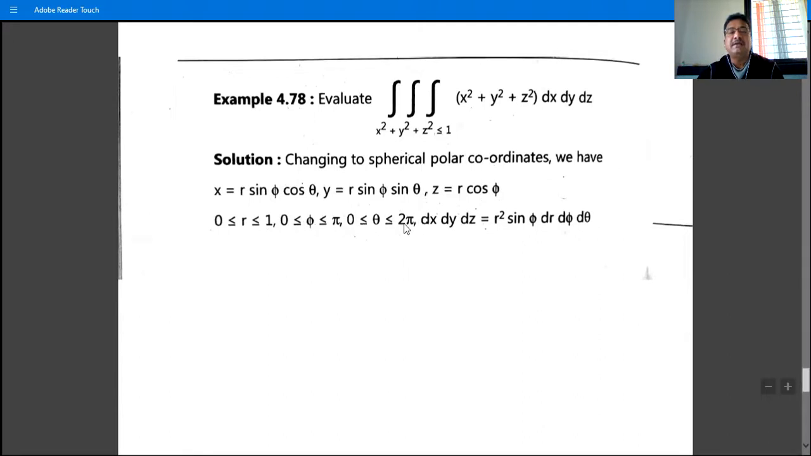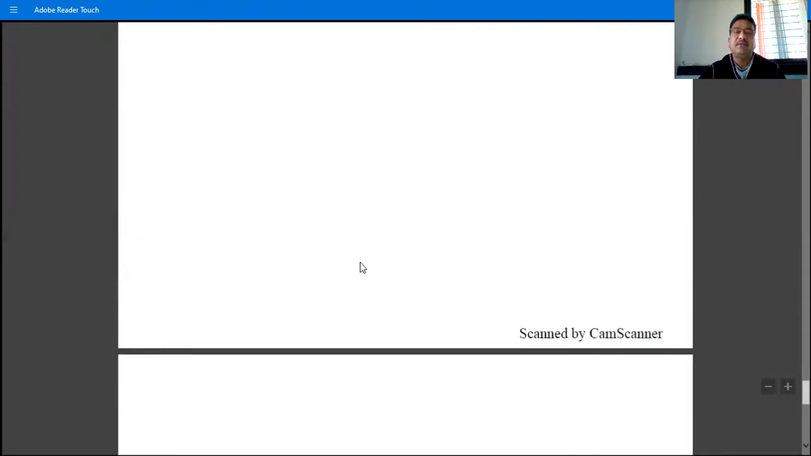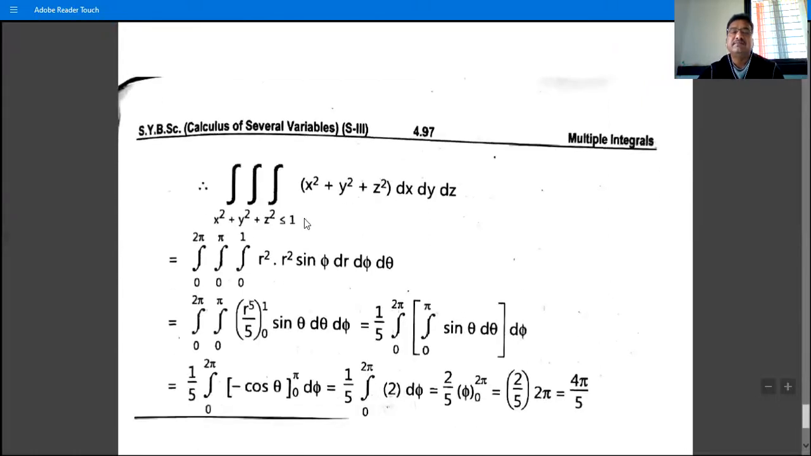So the limits of phi and theta in spherical polar coordinates are fixed, 0 to pi and 0 to 2 pi. We just decide the limit of r. Then dx dy dz is replaced by r square sin phi dr d phi d theta, because in double and triple integration dx dy dz is replaced by mod J dr d phi d theta. So x square plus y square plus z square is r square, and dx dy dz is replaced by r square sin phi dr d phi d theta, with r from 0 to 1, phi from 0 to pi, and theta from 0 to 2 pi.